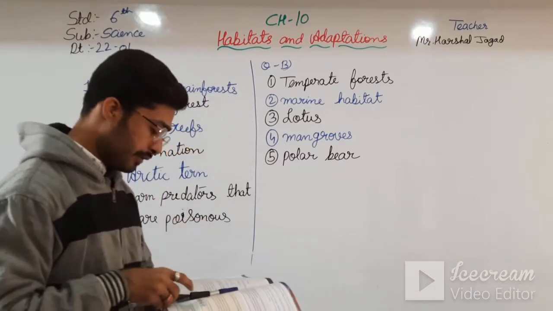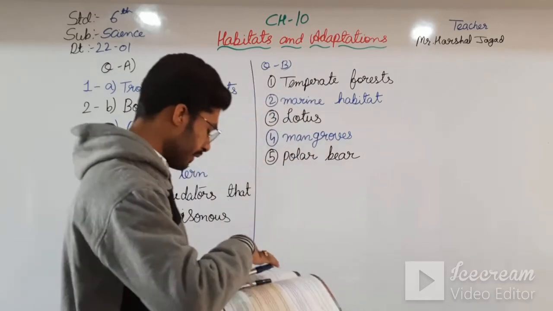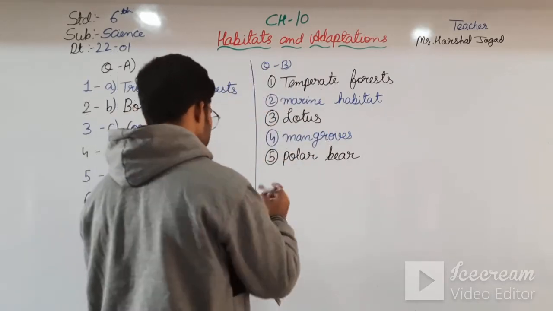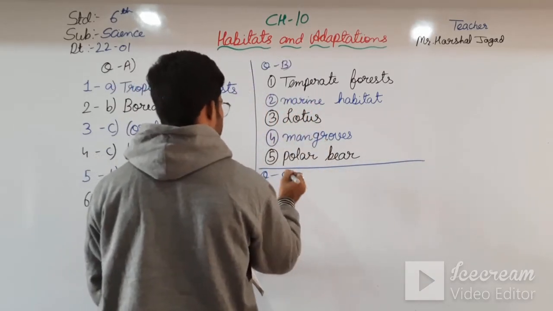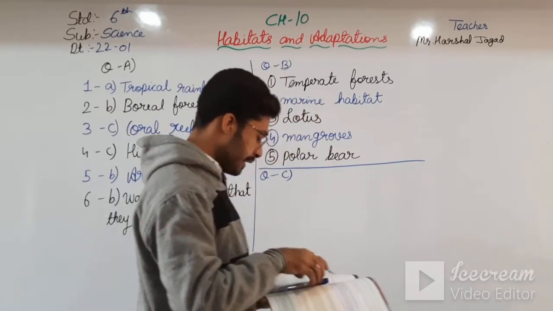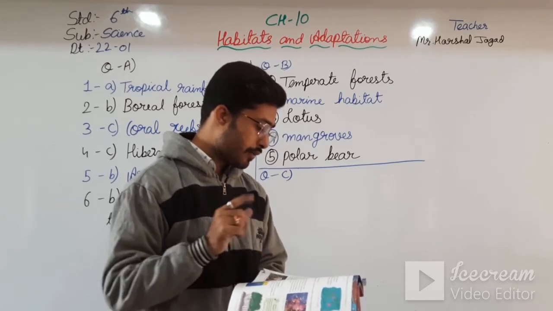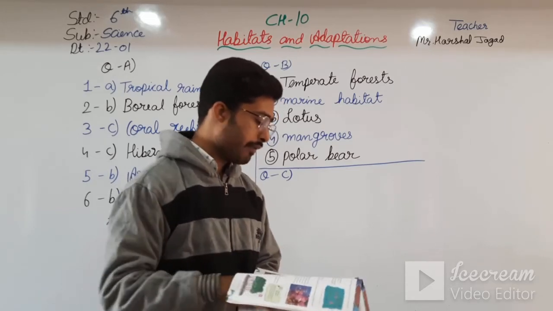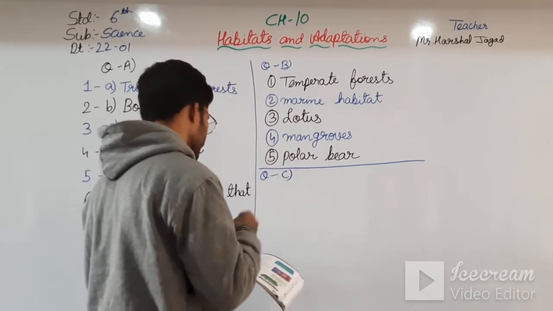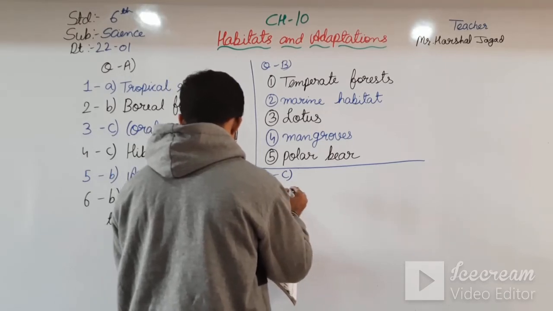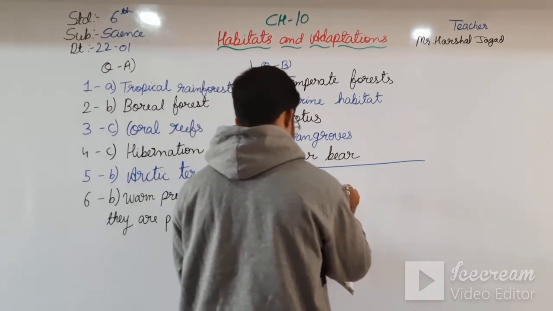Sorry, not sixth, question number C, that is give two examples of the following. First one, animals in the boreal forest. So please take out the page number. Here, animals in the boreal forest, you can see wolves and hare are found. We have to write any two. So the first one will be wolves and hare.